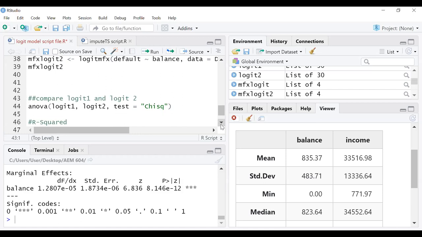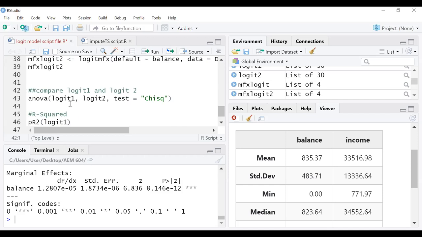So now we have two models. We have logit 1, we have logit 2. You have to compare them. Is there any difference between them? That is the starting point of comparing the models. To do that, we use analysis of variance. It's very straightforward here. ANOVA, logit 1, logit 2, then we use the chi-square test. So to do that, you run this.